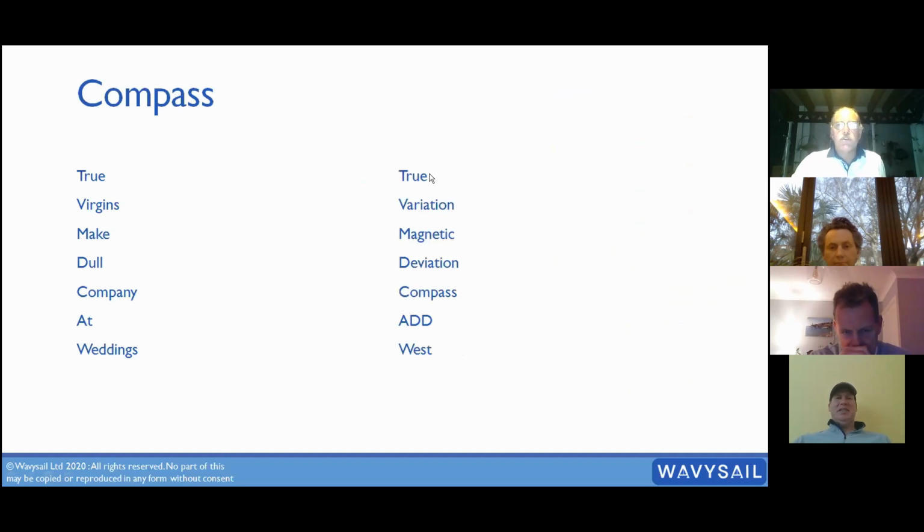So we've got true, our chart, true. Variation, then we get magnetic. Deviation, then we get compass. And then we would add west. So if you're reading it like that, you would add west if you're going from true to magnetic or magnetic to compass. What do I mean by add west?